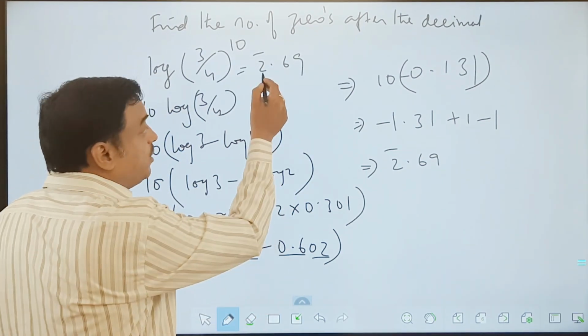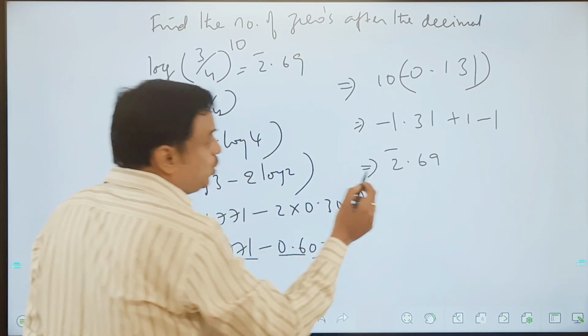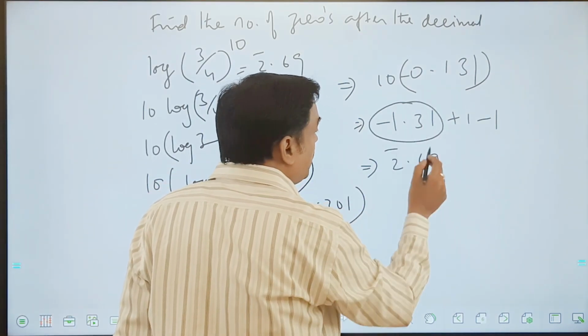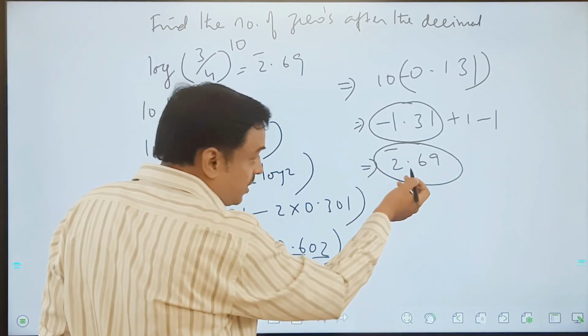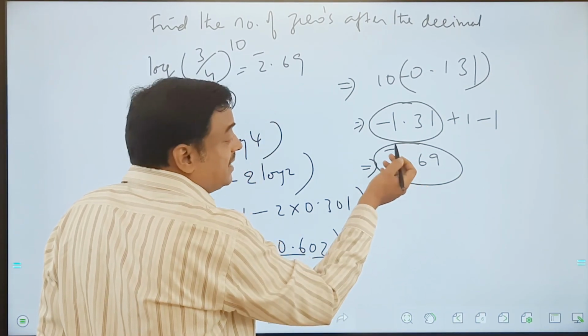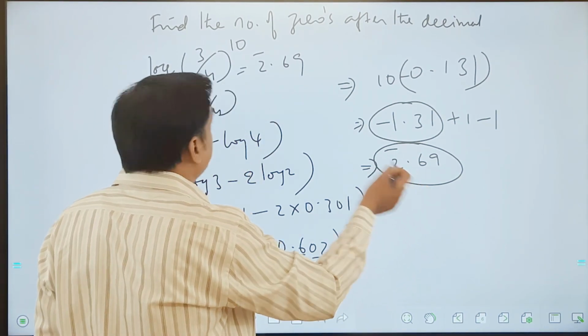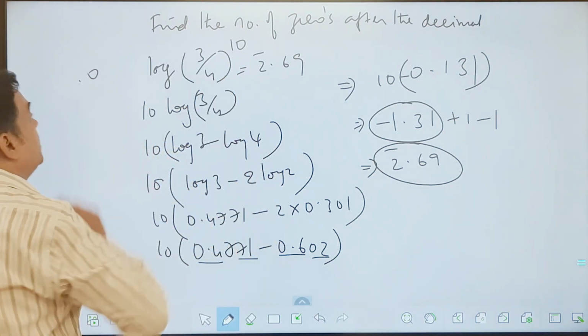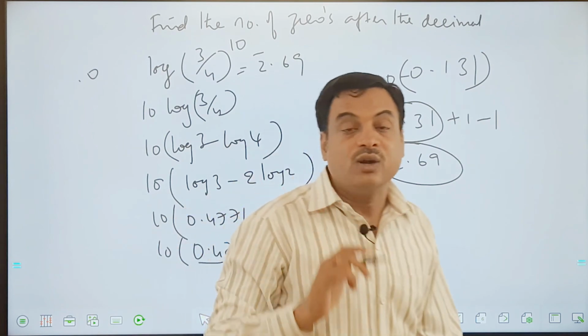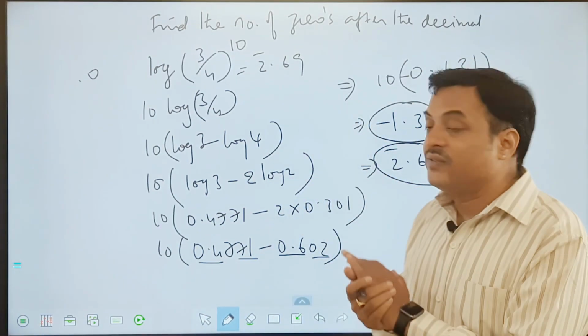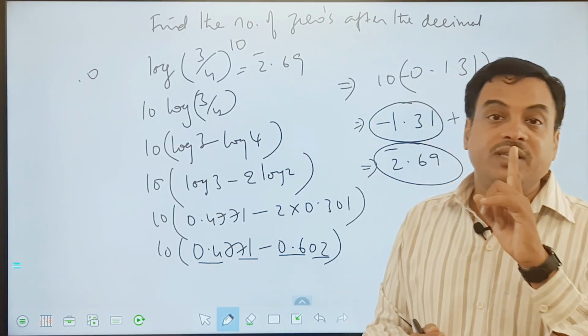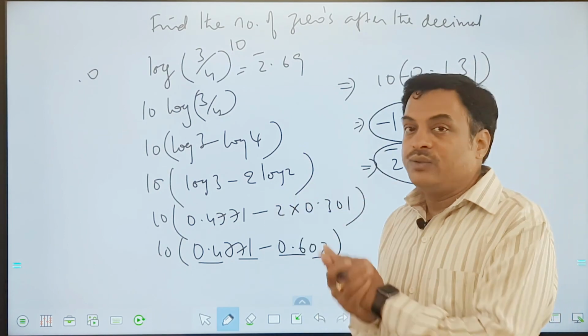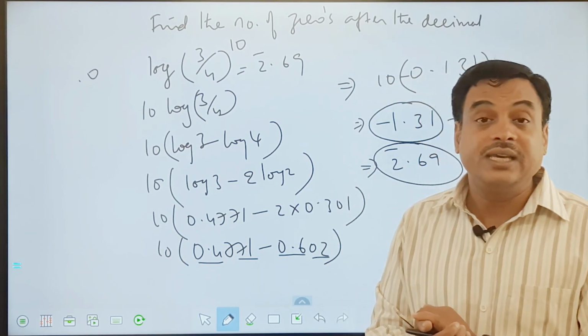And what is the characteristic value here? 2. I got 2 of the values here. One can be this value and one can be this. Suppose you are looking at this, then the characteristic value will be 1 more than the number of zeros. So this will have only 1 zero after the decimal. So the answer, whatever I get here, will have only 1 zero after the decimal. That is how we can find the number of zeros after the decimal.